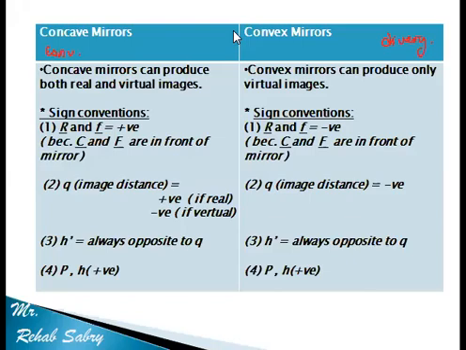Well, the concave mirrors can produce both real and virtual images. When we studied the cases of the concave mirrors, we found that they may be real, they may be virtual. But in case of convex mirror, they produce only virtual and diminished images. Diminished means smaller.